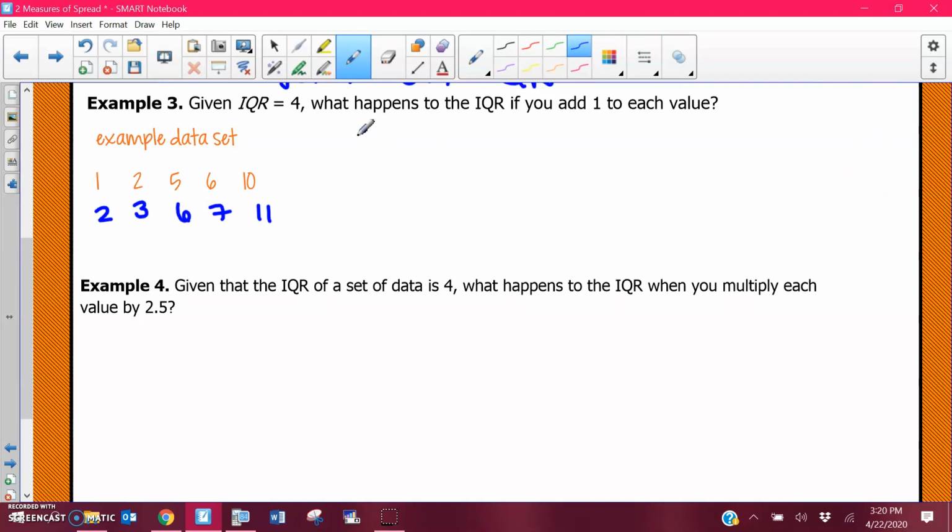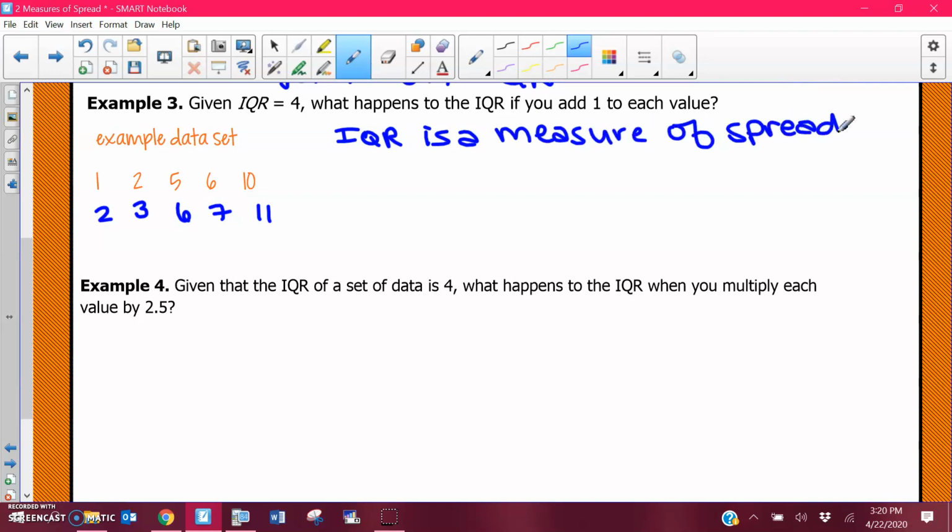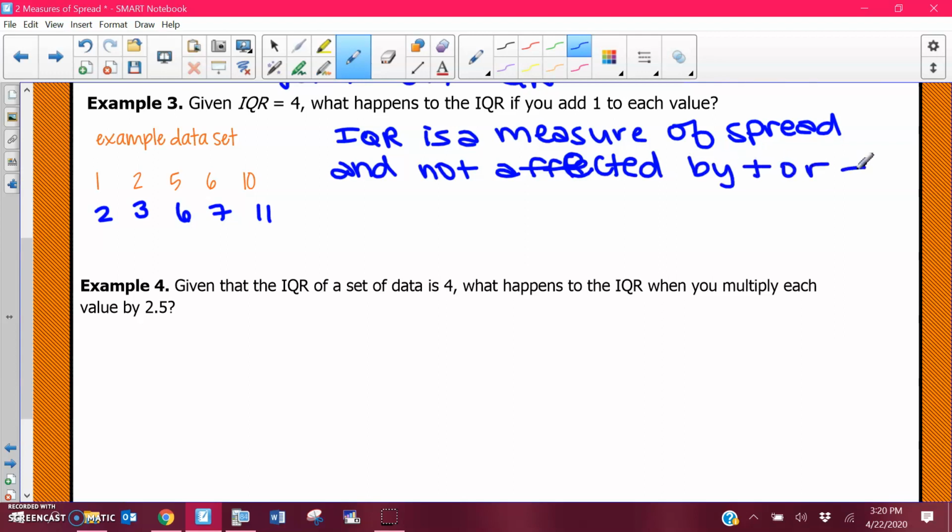So even though that changed the numbers in the set, it didn't change what the range was. The IQR is a measure of spread, and we just said that it is not affected by addition or subtraction. I hope I used the right affected, except I can't spell. Okay, that says affected. I'm really sorry. By addition or subtraction. So the new IQR is still 4.